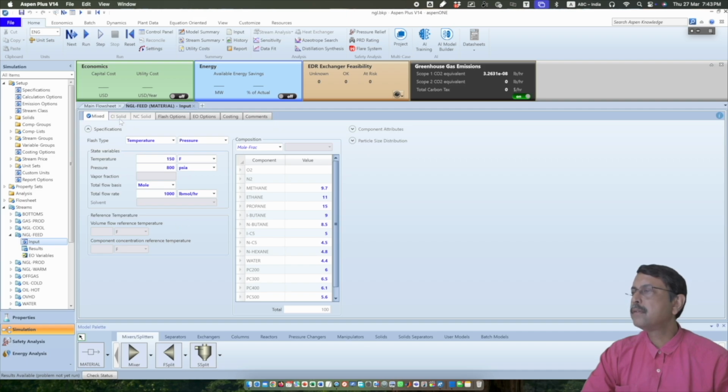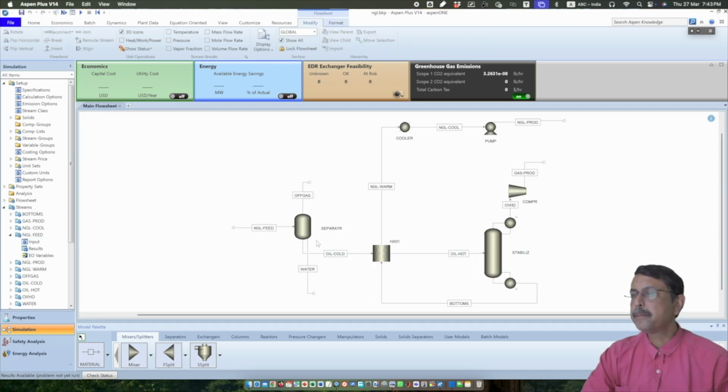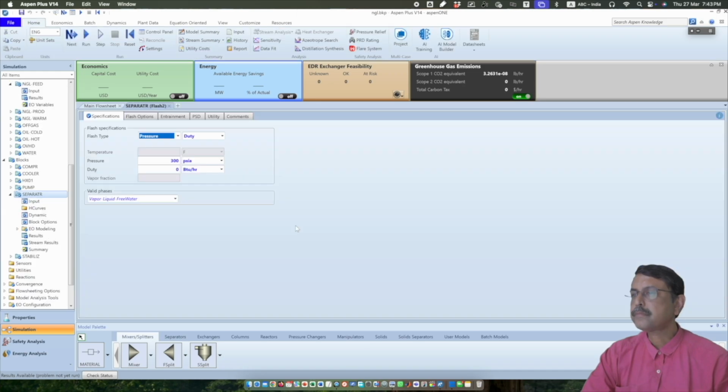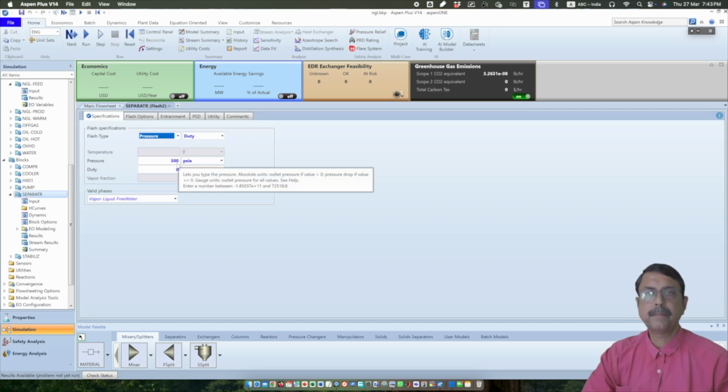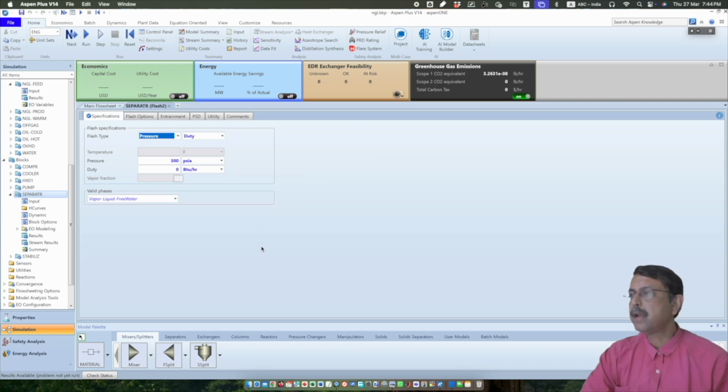Okay, let us see what is there in the flash 2 tank. The flash 2 tank has a pressure of 300 psia. So remember, we supply the feed at 800 psi pressure, but it is flashed at 300 psi pressure. So it is depressurized basically, and the heat duty is 0, so it is done adiabatically. There are 3 things: vapor, liquid, free water.